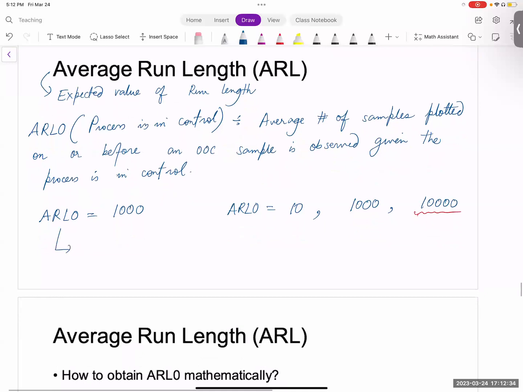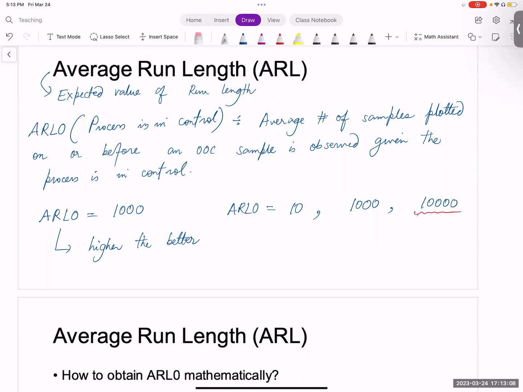So this is preferred as higher the better. And you can also think about this as a false alarm, right? So consider the 10,000 example. In the 10,000 example, we are basically saying that we will have 1 false alarm for every 10,000 data points monitored, right? Which is great as compared to 10, where you'll observe 1 false alarm for every 10 samples observed. Right, so I hope that gave you an idea about average run length 0.